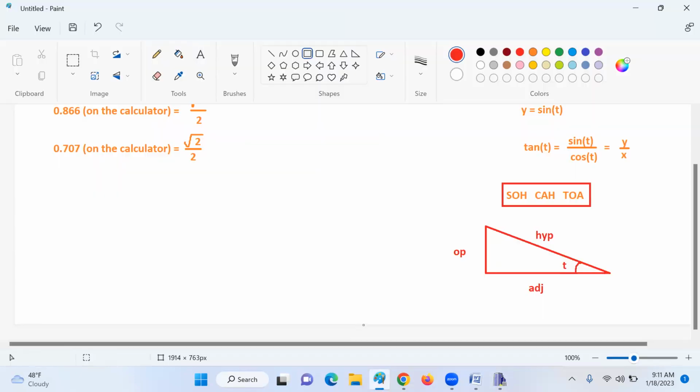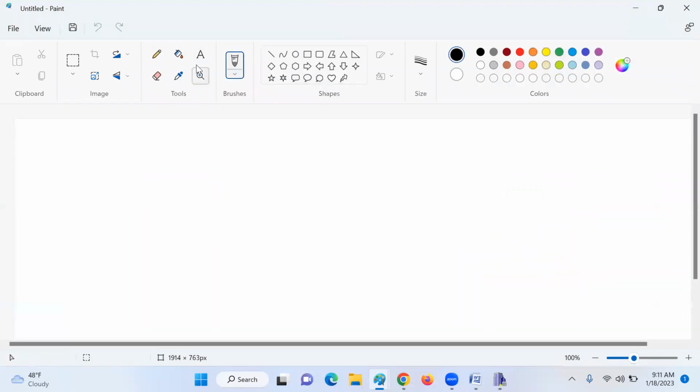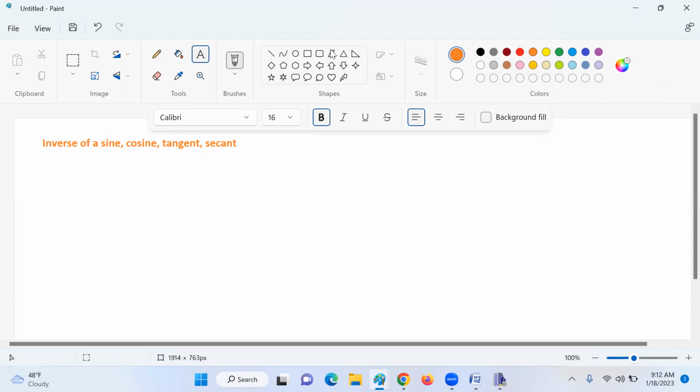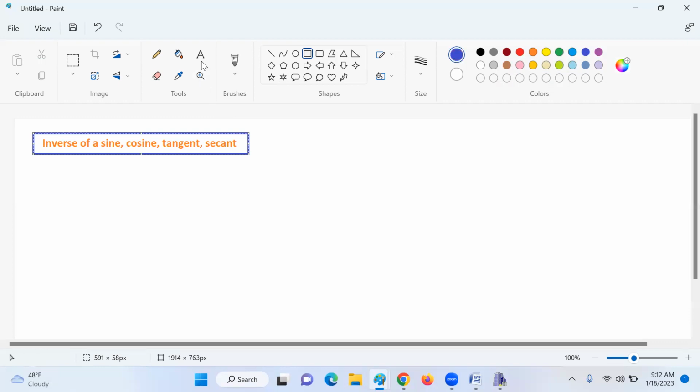The next thing we're going to look at is the inverse of the trigonometric functions, specifically sine, cosine, and tangent, and that's pretty much it. We're not going to go deep into other functions like secant and cosecant. We do have them, but we're not going to spend too much time on them. So we need to understand the inverse of sine and cosine.